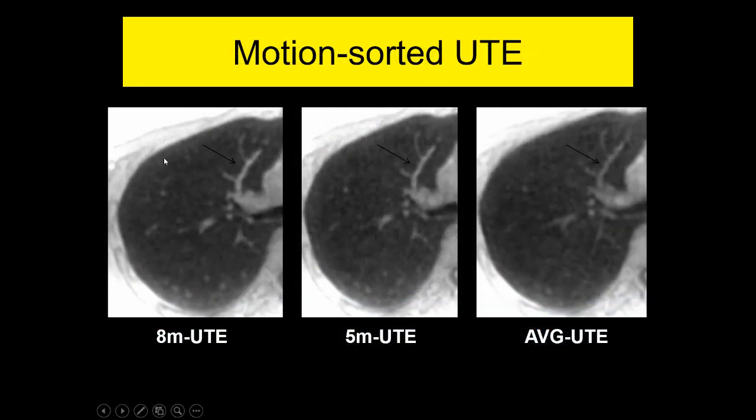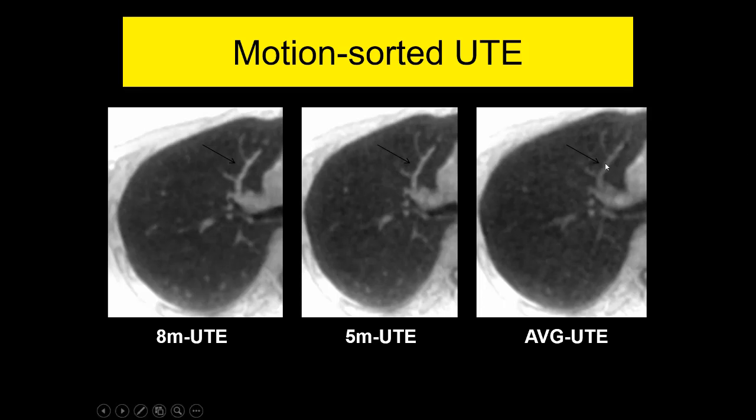If you do an ultra-short echo time sequence, it takes a long time. And if you do that, you get motion averaged images. If you acquire data over 8 minutes or 5 minutes, you're going to get blurry images. But there are techniques that we use where you can sort that data retrospectively into different motion states, and only use the end expiratory data to reconstruct the images, using less data to get better images. Because now instead of average data, you're getting motion sorted data.